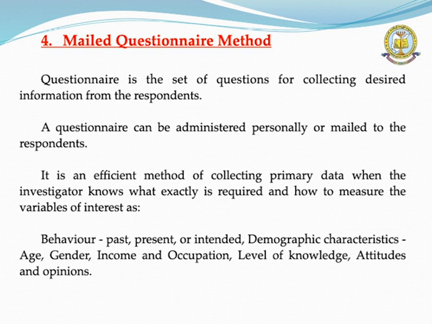The fourth one is what? Mailed questionnaire methods. In this method, the respondent and the investigator both should be skilled and experienced persons. They are literate only. Illiterate people can't find and can't give the information regarding mail questionnaire methods.